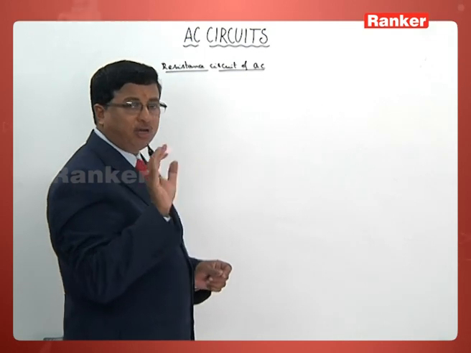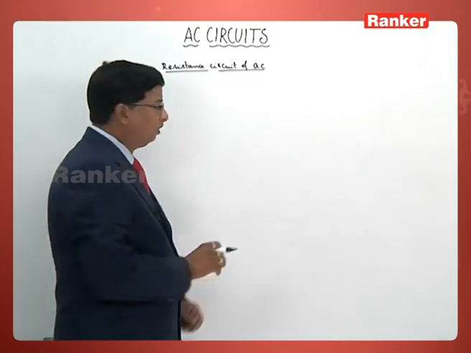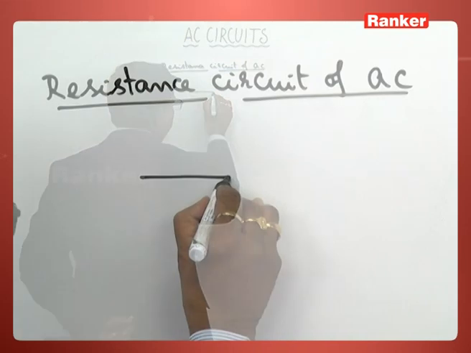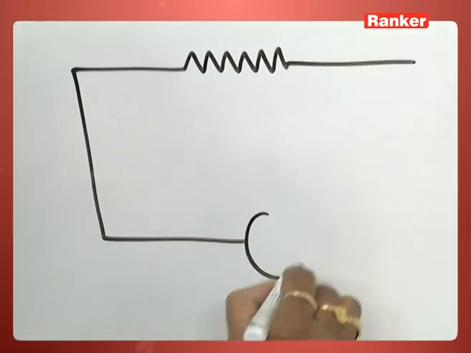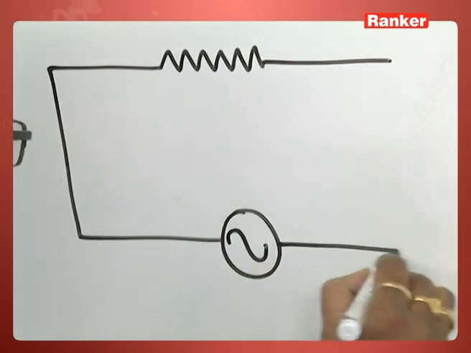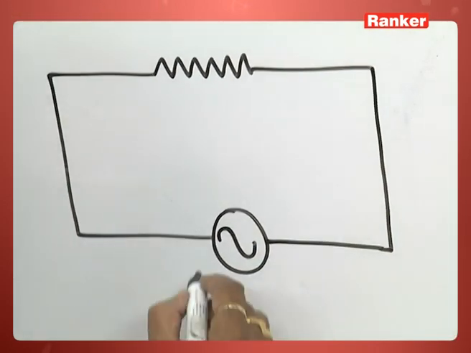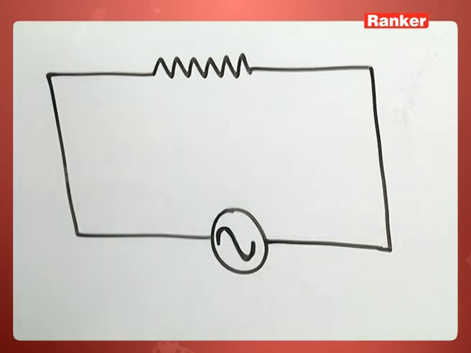Pure resistance we are taking up. One resistor over here is now connected across an AC source. This is the symbolic representation we all know.